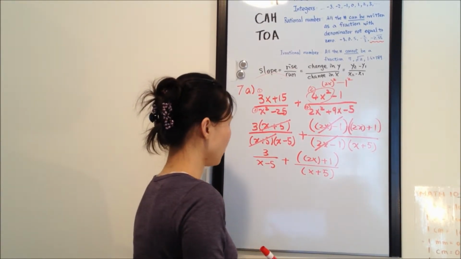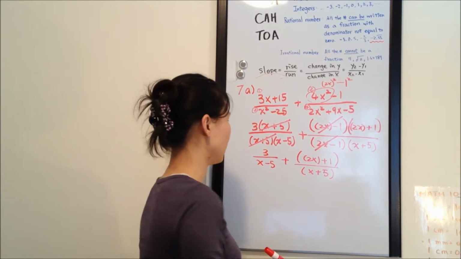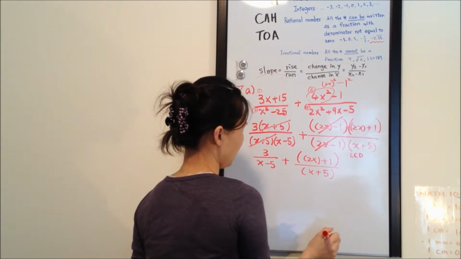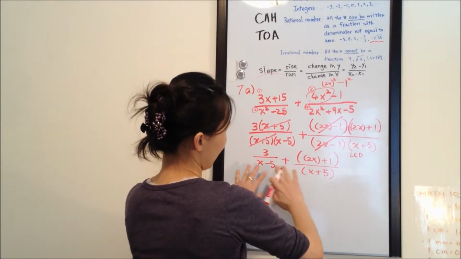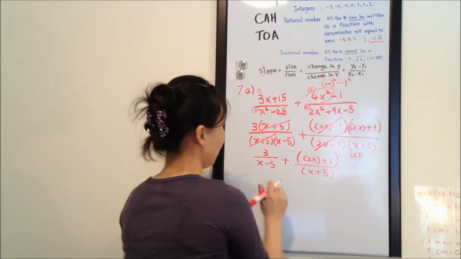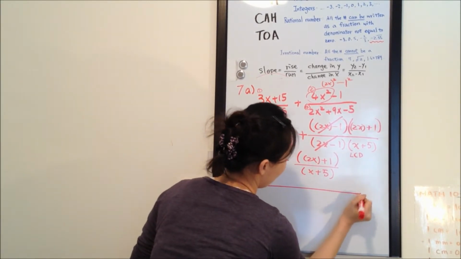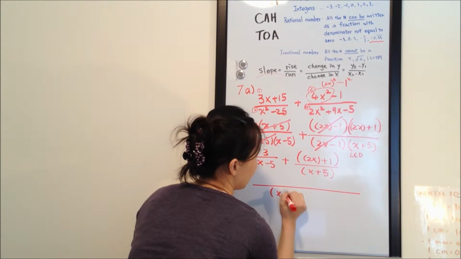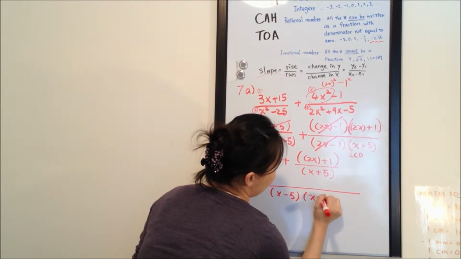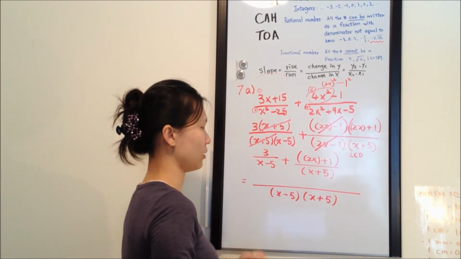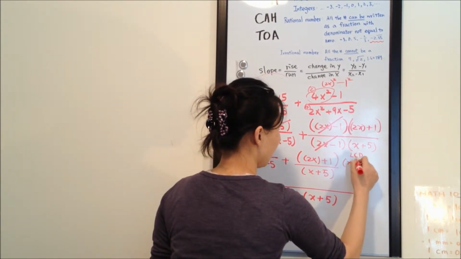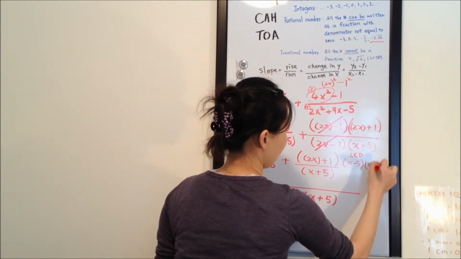Alright, and then what you need to do now is think about the common denominator. In this case, we want the common denominator to be x plus 5 and x minus 5. So at the end it will give me something like this: x minus 5 times x plus 5, because their common denominator is them times each other. So keep that in mind, x minus 5 and x plus 5.